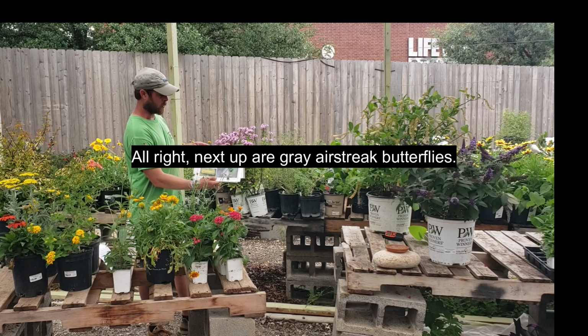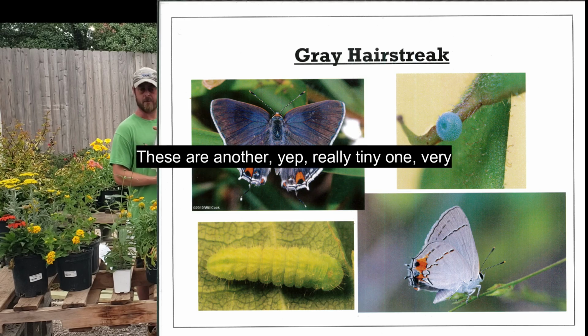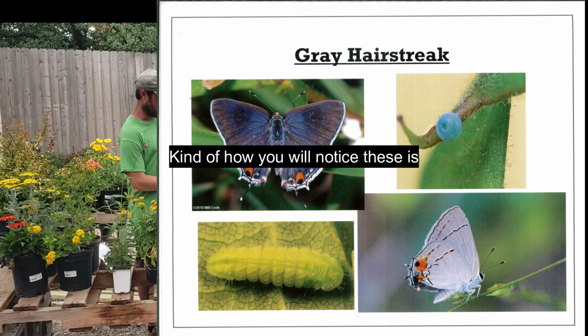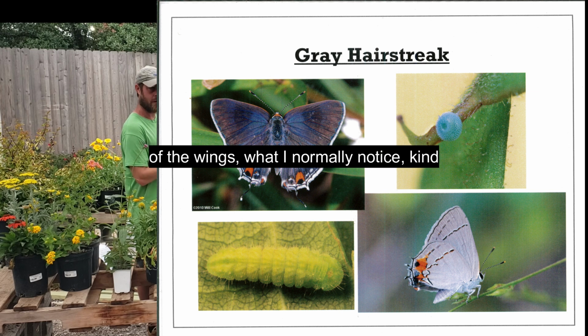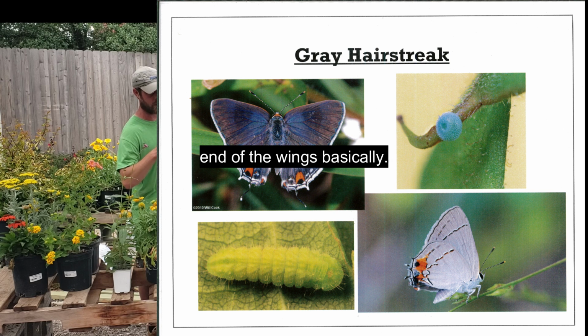All right, next up are gray hairstreak butterflies. These are another really tiny one, very common. You will notice these by the weird little fins at the bottom of the wings, which is what I normally notice. Kind of like a tiny little tail on the end of the wings, basically.